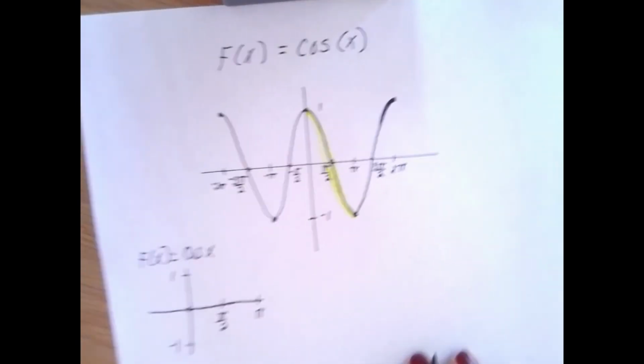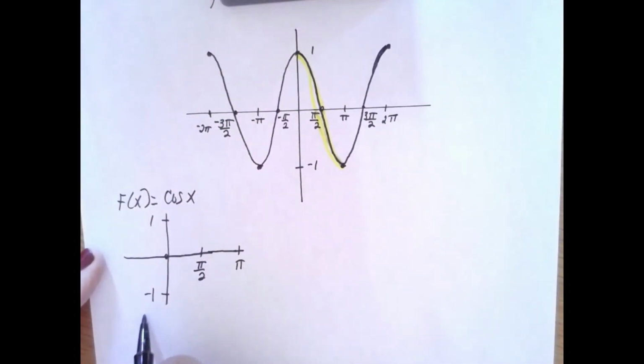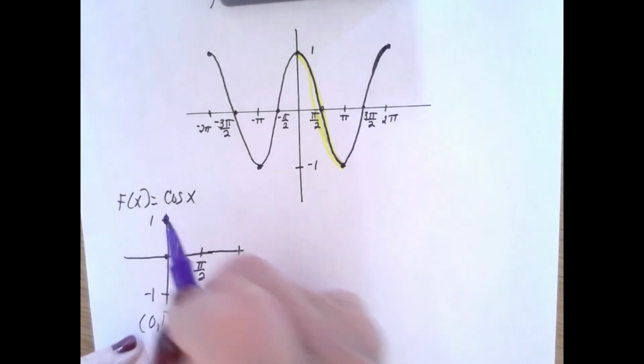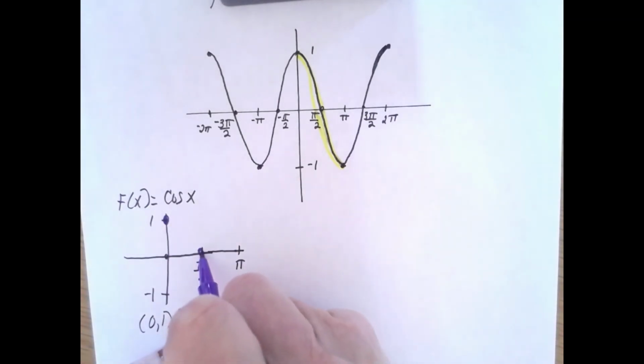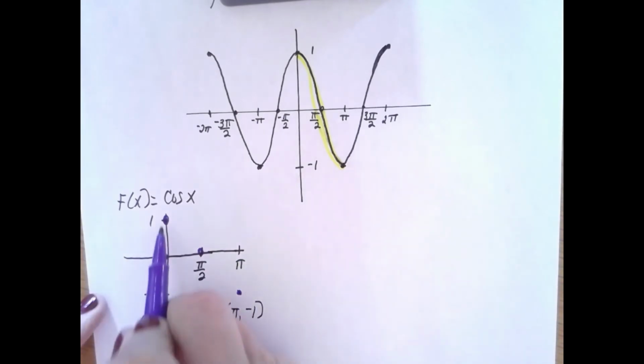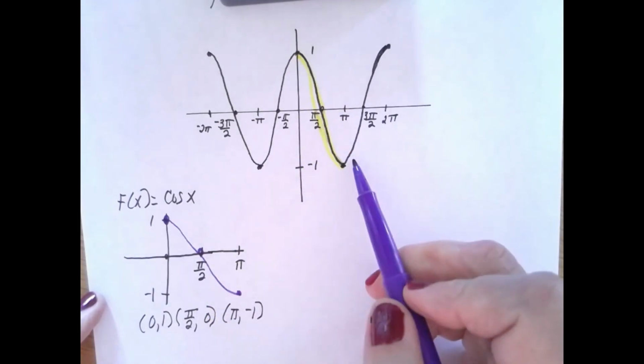So I'm going to push this up, and I'm going to look at my critical values. I would have (0, 1) for my original graph. I would have (pi over 2, 0), and I would have (pi, negative 1). So we'll sketch that. All right, I have 0, 1. I have pi over 2, 0. And I have pi, negative 1. So it's going to look like this, just like this piece here.